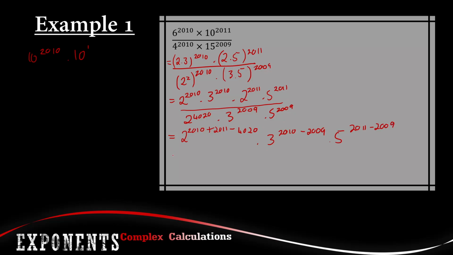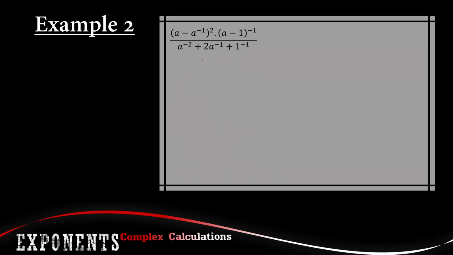Alright, so this is going to simplify to some smaller numbers because 2010 plus 2011 gives me 4021. 4021 minus 4020 is just 1. Okay, and for 3, 2010 minus 2009 is 1. And then for 5, 2011 minus 2009 is just 2. So 2 times 3 is 6, 5 squared is 25, and 6 times 25 is 150.